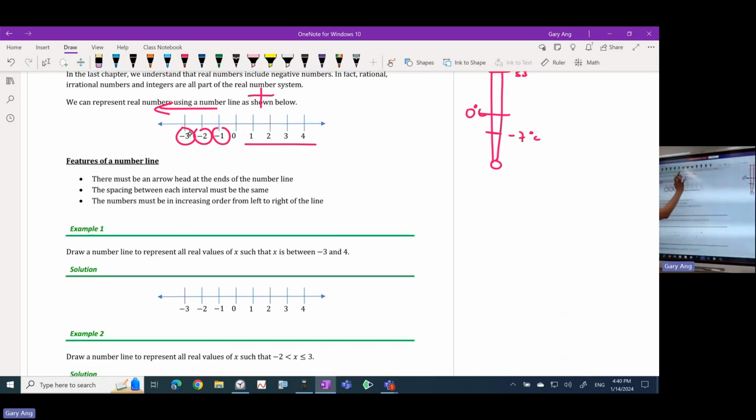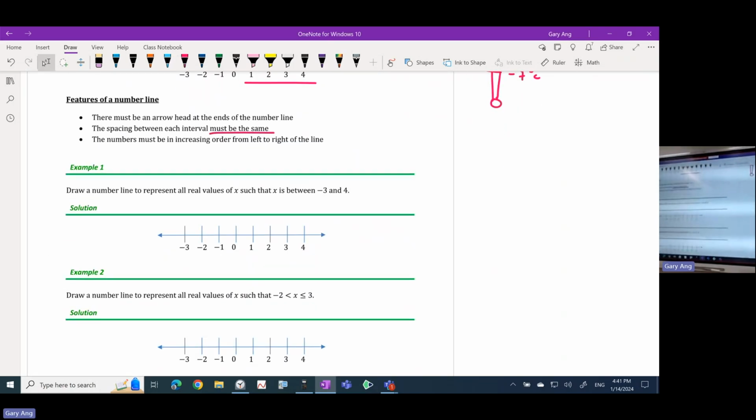First of all, when you draw a number line, you must have an arrow. You know what the arrow stands for? It means please continue. It actually continues forward and backwards. That's all. Right. The spacing in between the interval must be the same. Well, this one is a rule that we will break, because eventually we're not going to draw like that anyway. Okay, so increasing order, you just go front and back, like that.